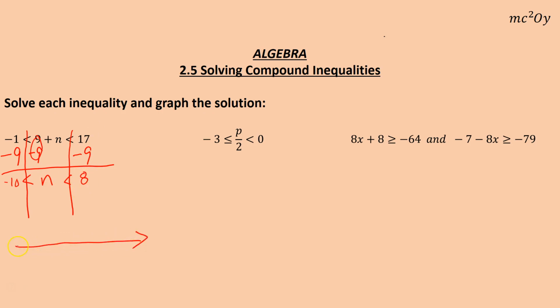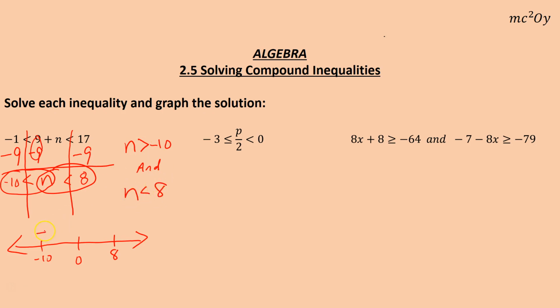So notice if I were to graph this, it's sometimes a little more difficult to graph when you're in the compound format, or it feels like it. So what I'm going to do is I'm just going to rewrite it. I'm going to rewrite this part. So n, it's opening up towards n, -10, and this part, n less than 8.